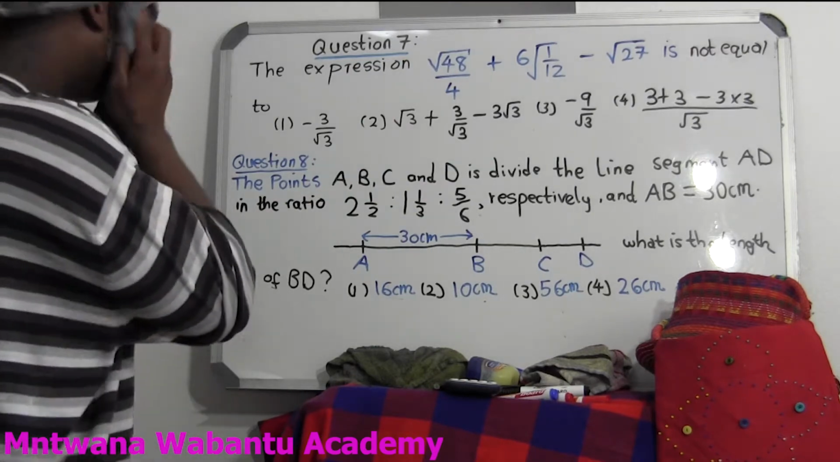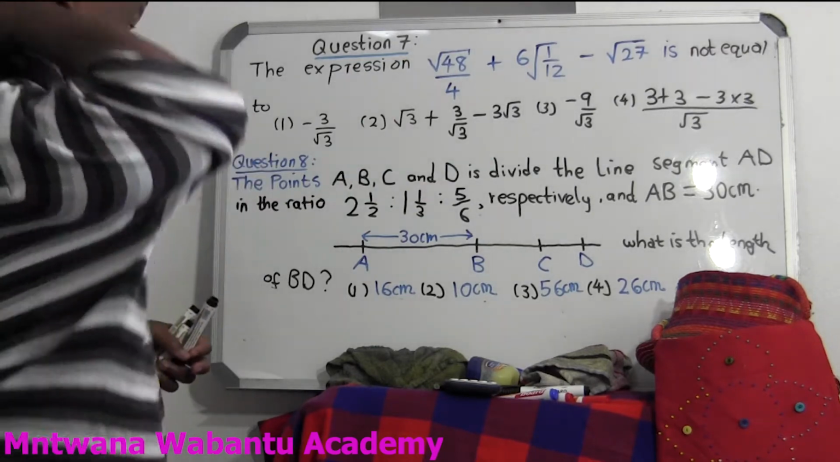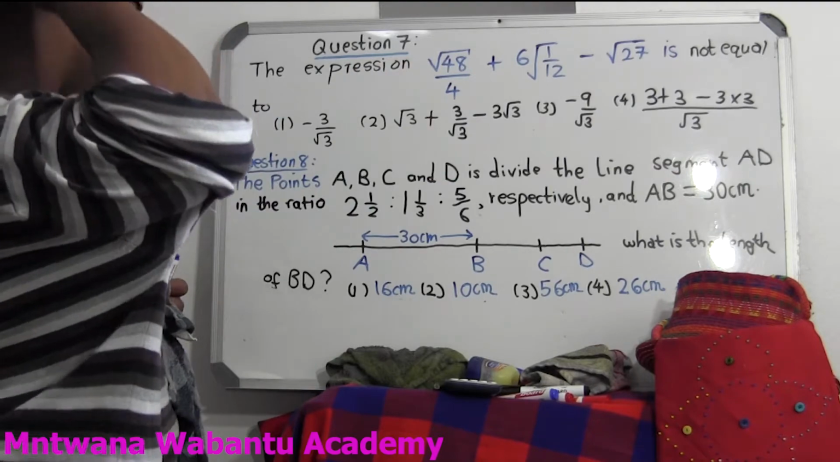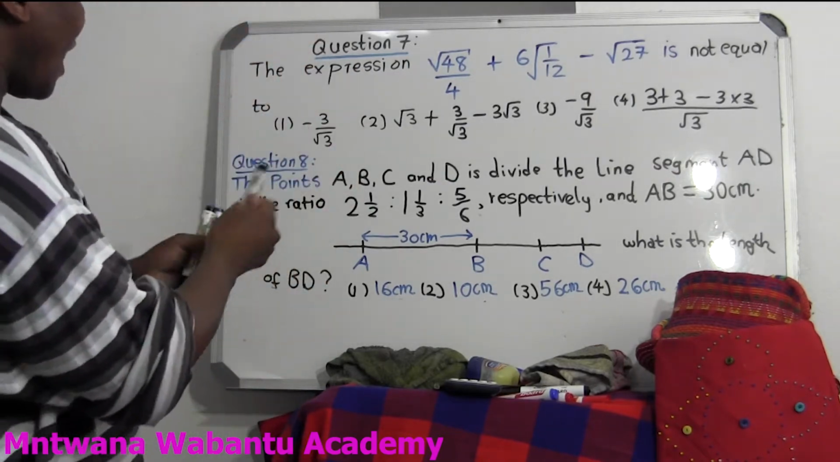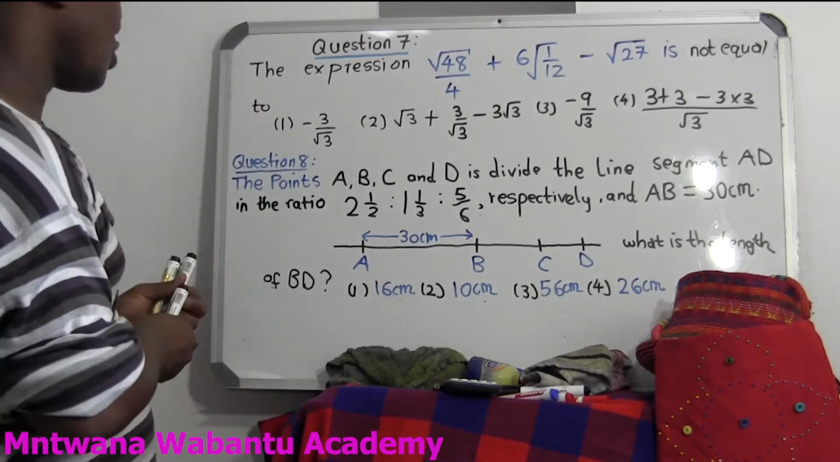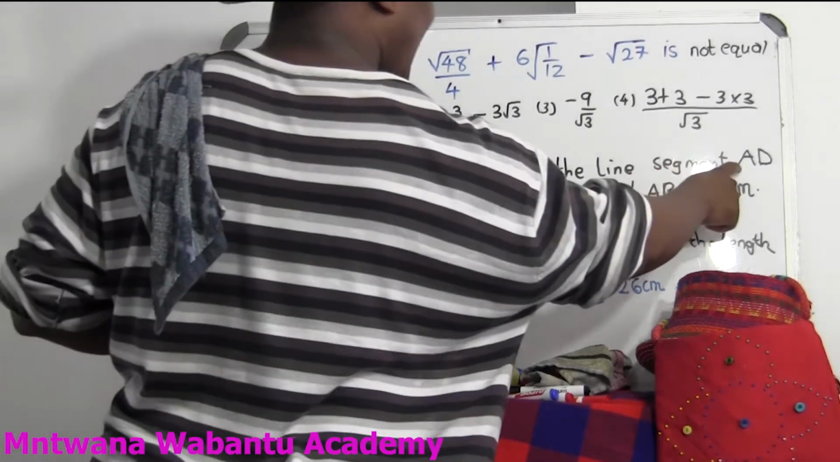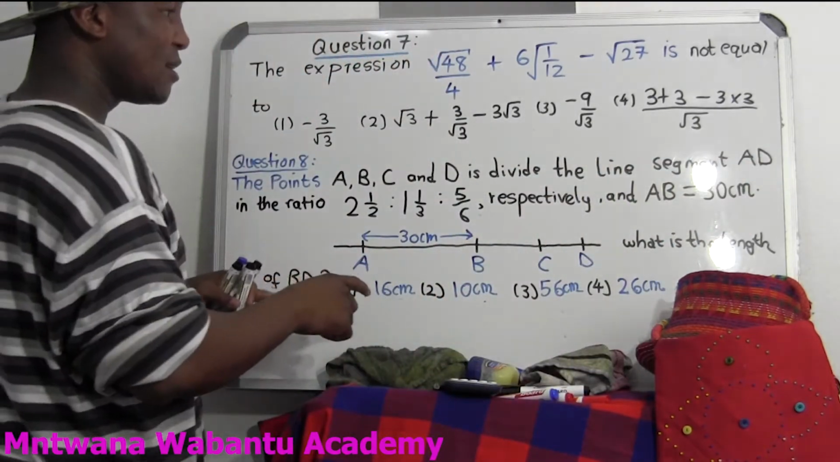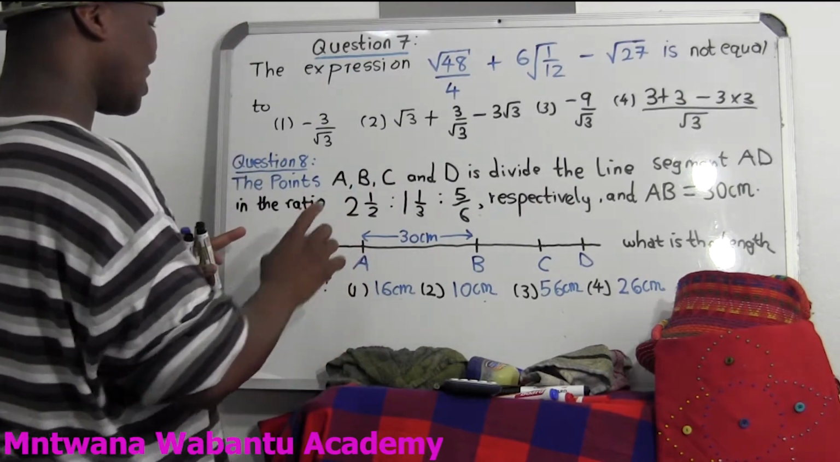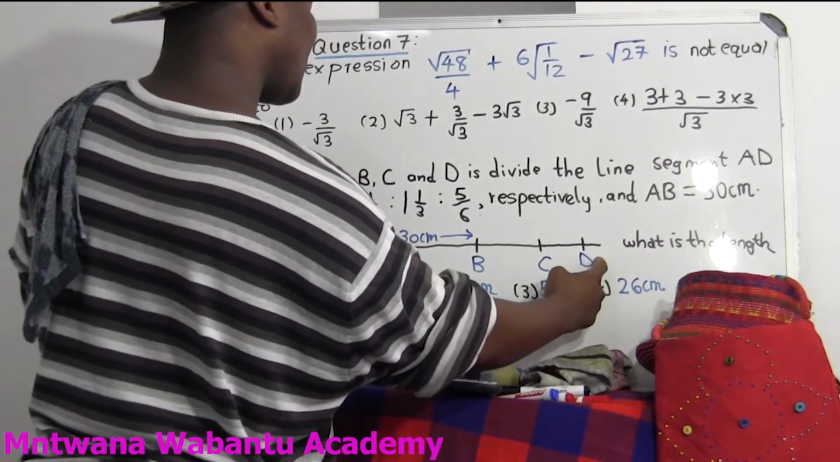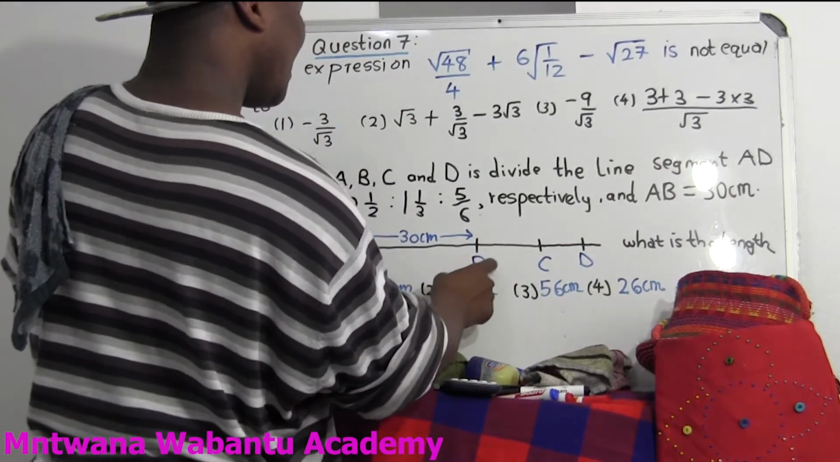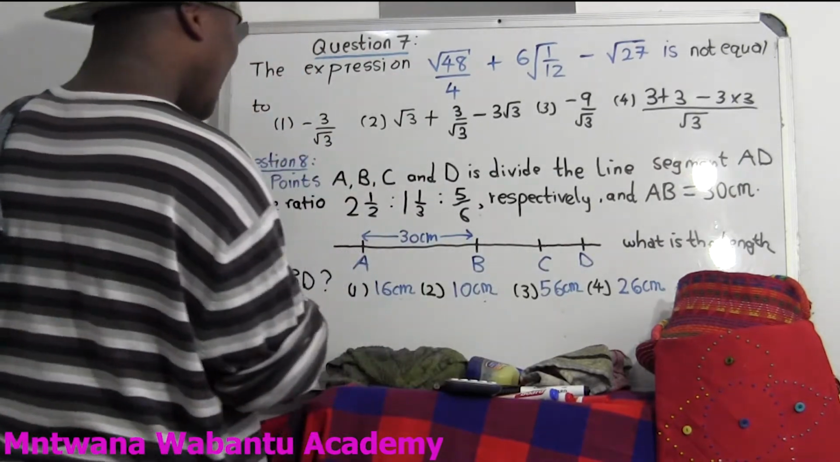Excuse me guys, it's a little hot. So now I'm going to do the same approach. What do they want? They want segment AD. Excuse me, let me read the question. A, B, C, D divided into the line of segment AD. Means our segment was AD, so we have it split into AB, BC, and CD. Now, what is the length of BD?